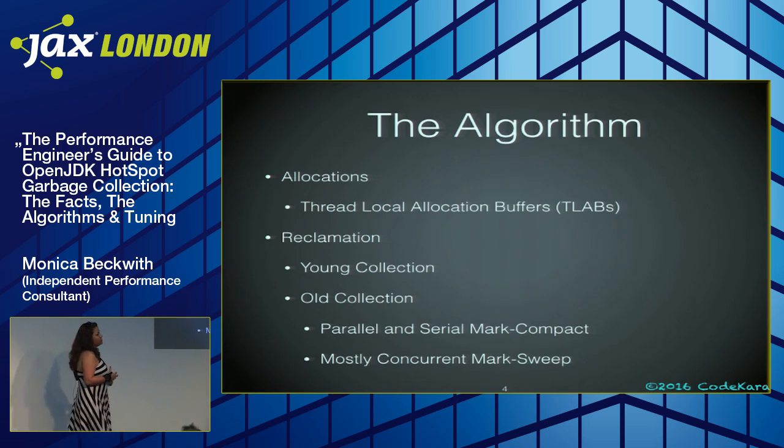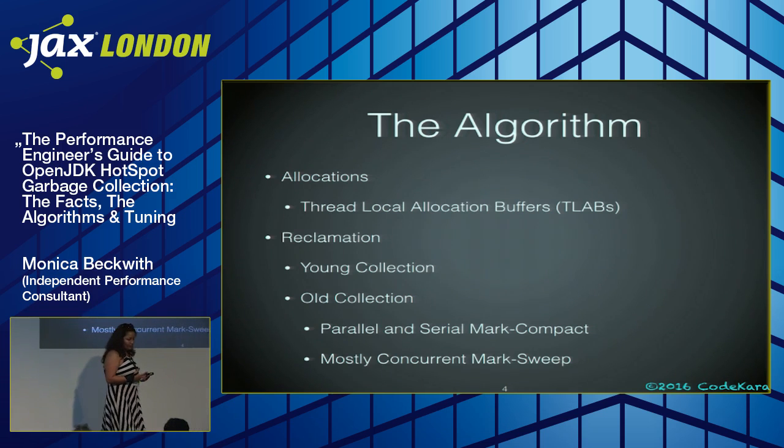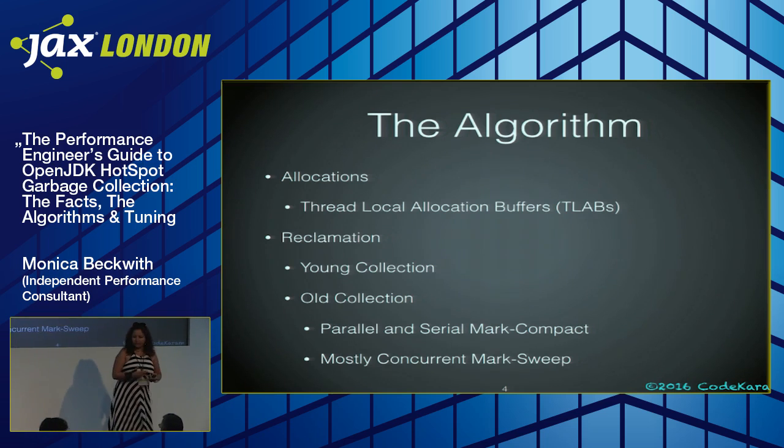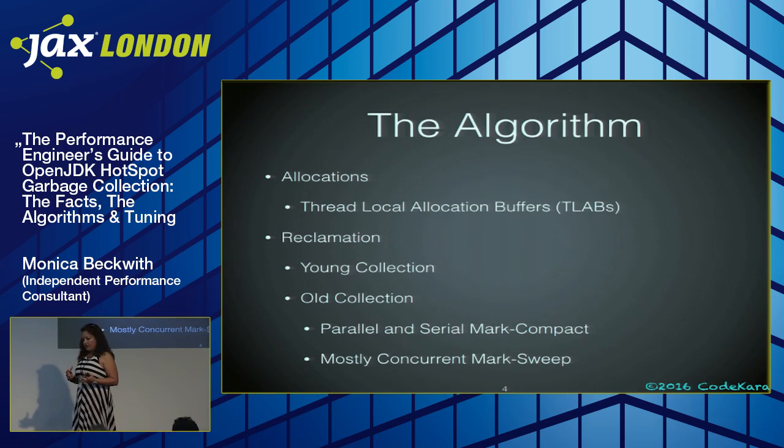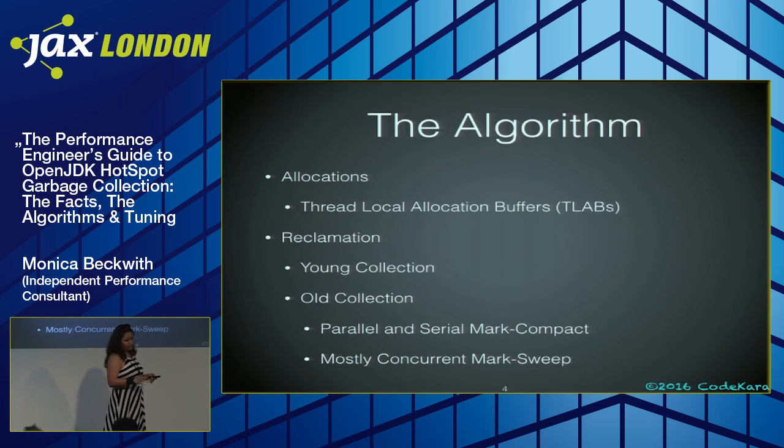And then after allocation, I'm going to talk about reclamation. Basically, reclamation in the young generation is known as young collection. Reclamation in the old generation is known as old collection. I'll talk about the algorithms: the parallel mark sweep, the serial mark sweep, and then mark sweep and compact, of course, and then the concurrent mark and sweep, no compaction.